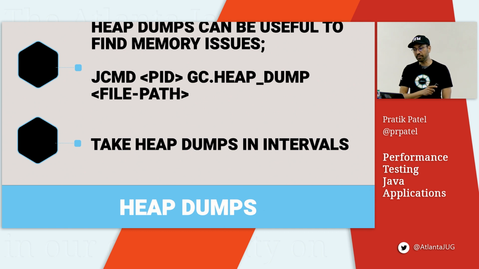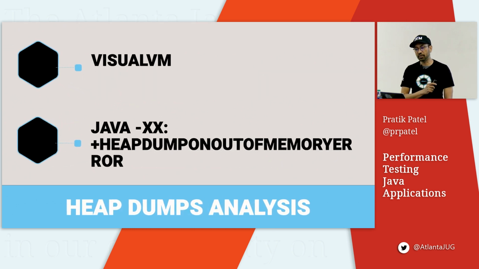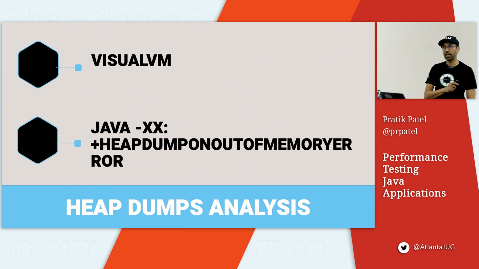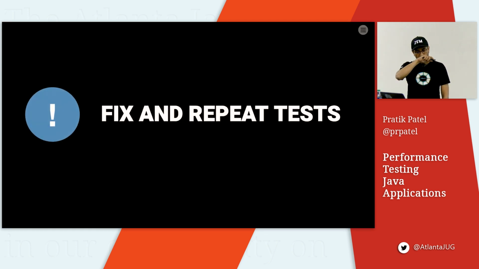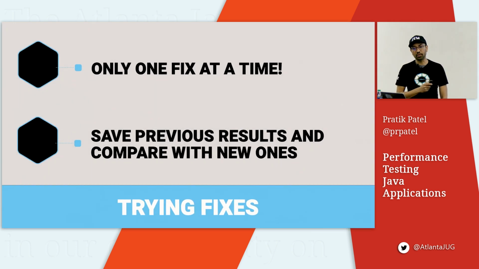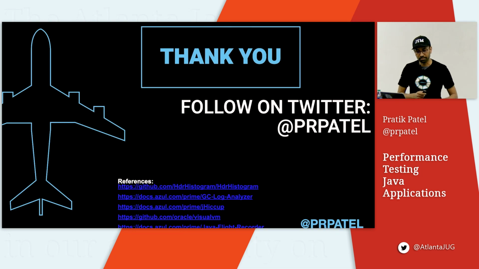We can also take heap dumps. Heap dumps, I find generally are not super useful, but what is useful is a heap dump on out-of-memory error. So if you do get out-of-memory errors, you should definitely have this, because if you don't, then you have no idea what happened. At least you get a heap dump and you can see what's in there. And then the fix and repeat is pretty self-explanatory, one fix at a time, and that's pretty much it.